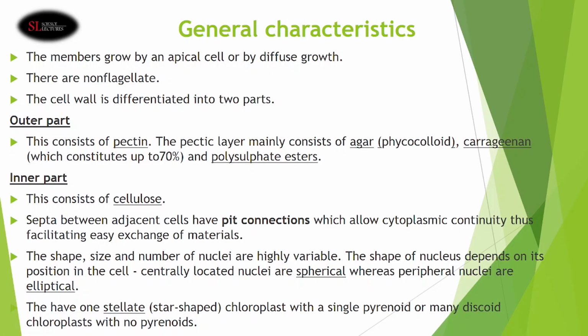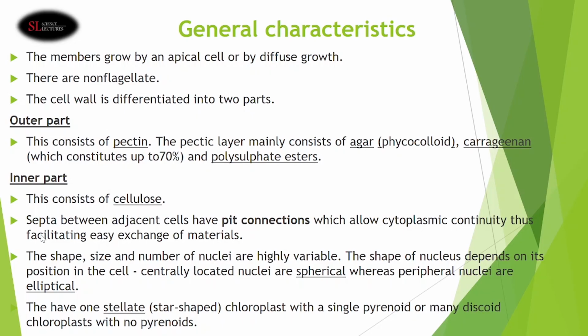The outer part is made up of pectin, and the pectic layer is the one from which they extract agar. We discussed the importance of agar. Then it's also made up of carrageenan, and agar and carrageenan make up 70% of the outer part, and polysulfate esters. And I remember I said agar is extracted from members of Rhodophyta, specifically from the outer part of their cell wall. Then the inner part consists of cellulose.